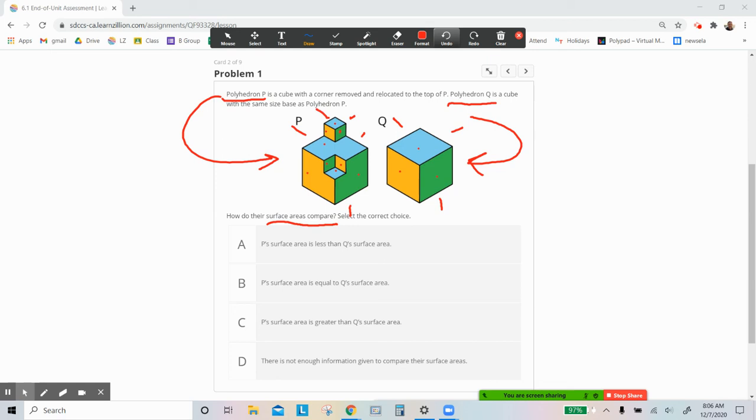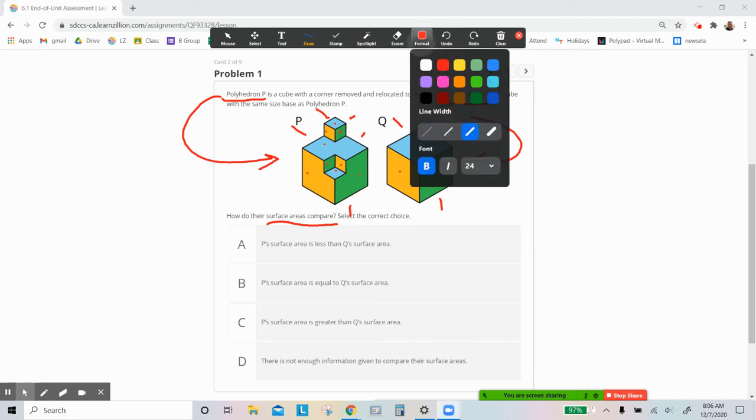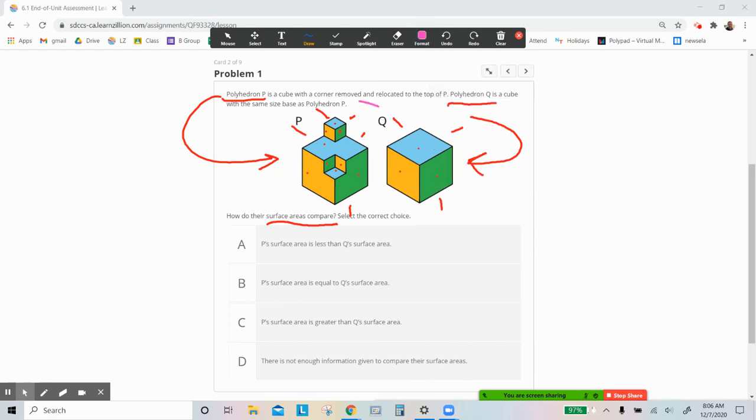So we're actually going to need more paper to cover the whole surface area of P, which means that the surface area of P is greater than the surface area of Q.